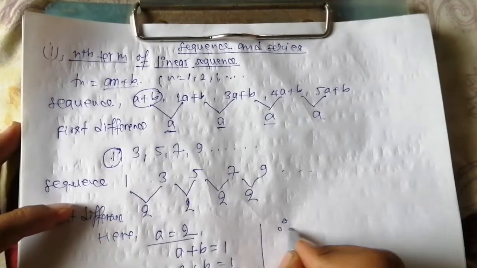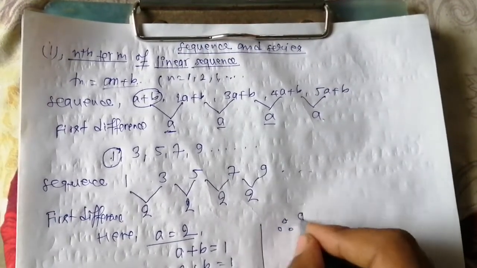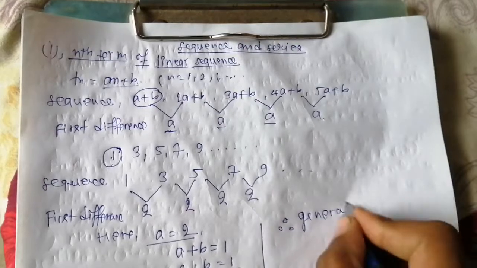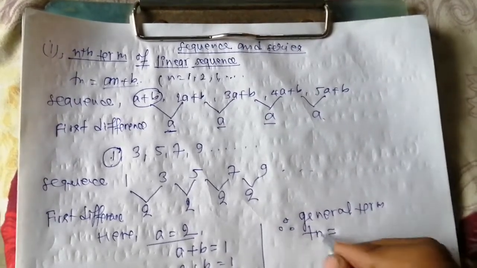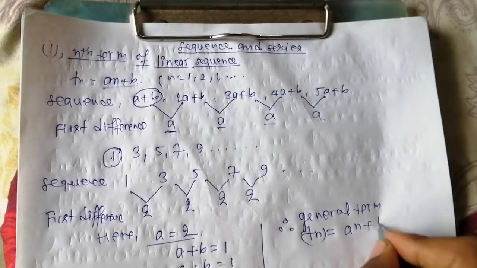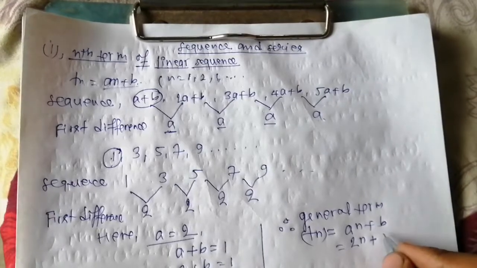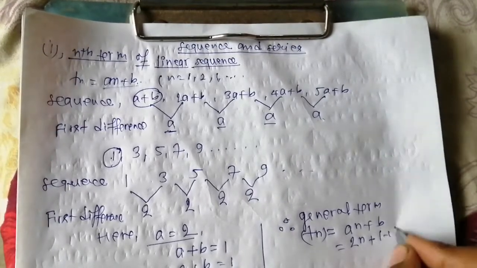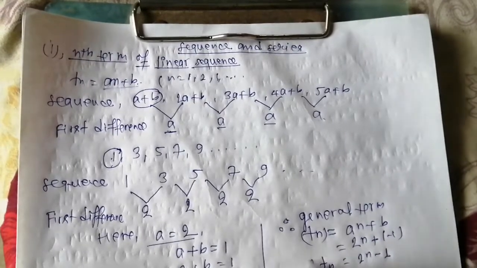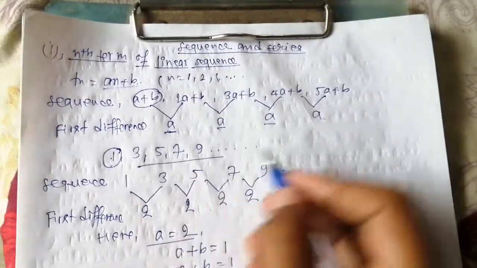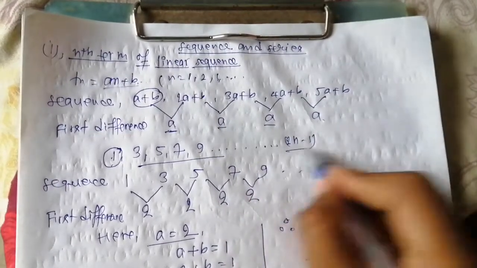Therefore the general term Tn is equal to an plus b, where a is 2 and b is minus 1. So 2n minus 1. So the general term of this sequence will be 2n minus 1.